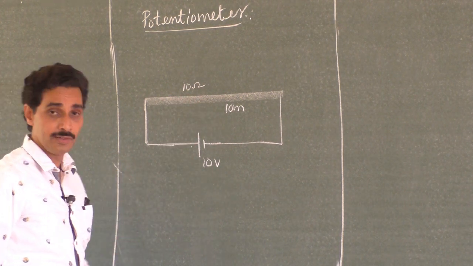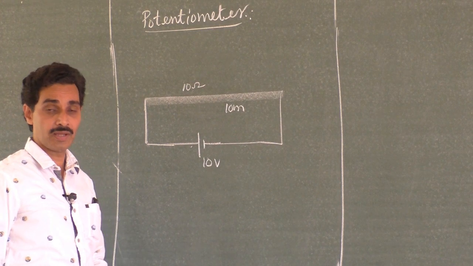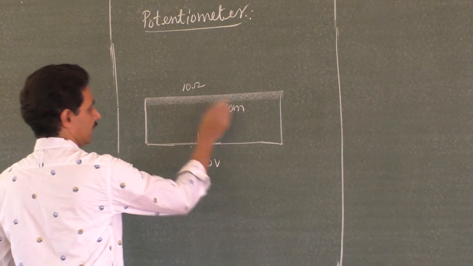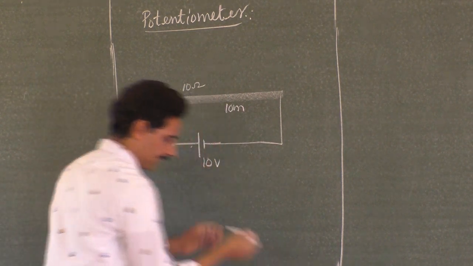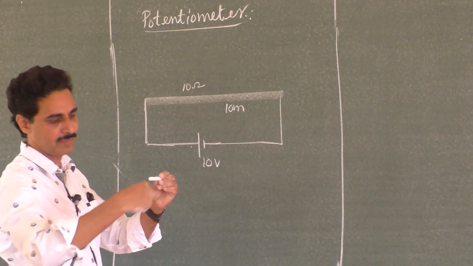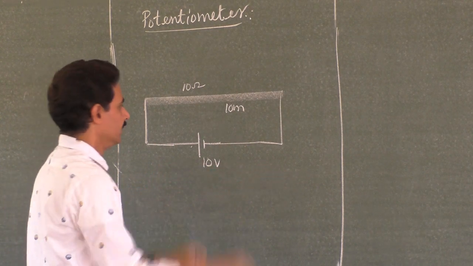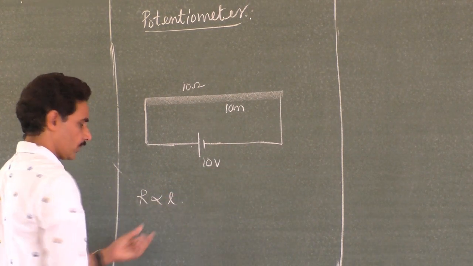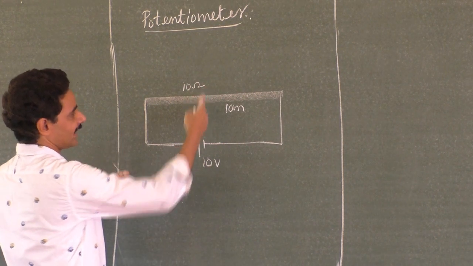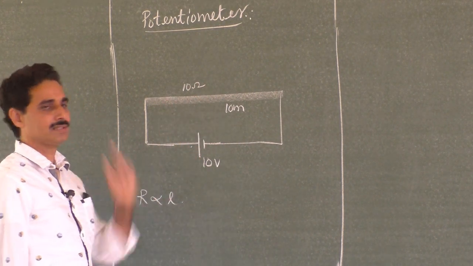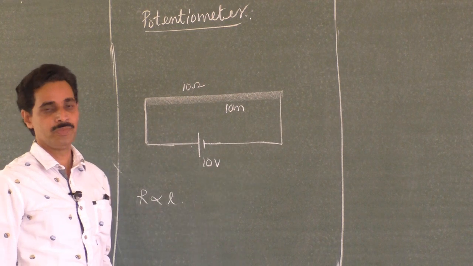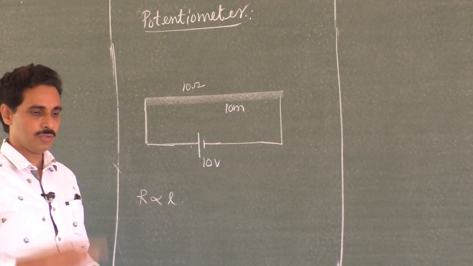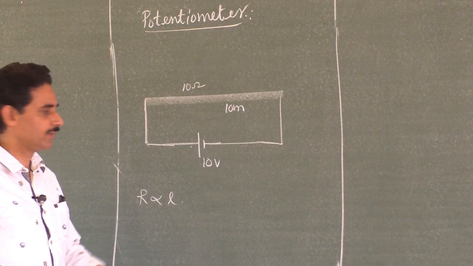Sir, where do I get 8 volt? Where do I get 6 volt? Where do I get 3.33 volt? It's very simple. This 10 ohm wire is a uniform wire, its cross-sectional area is the same everywhere. So if you cut it, you know that R is directly proportional to length, R equal to rho L by A. If you cut this wire exactly at the center, you know that it is exactly 5 ohm. Divide this 10 ohm resistor into 5 parts, 2 ohm each. It should be divided into equal parts.